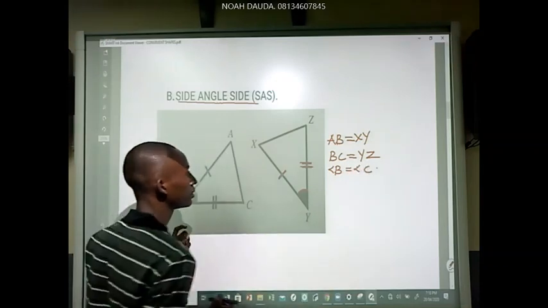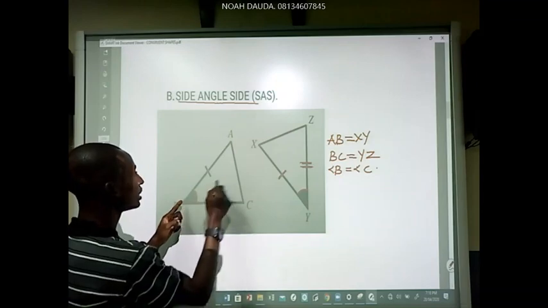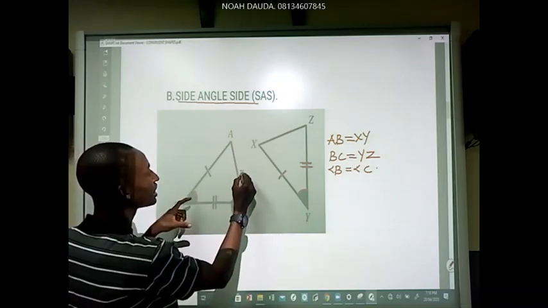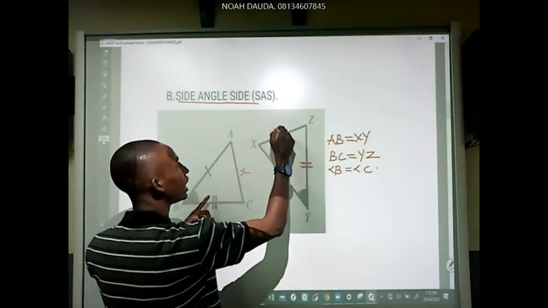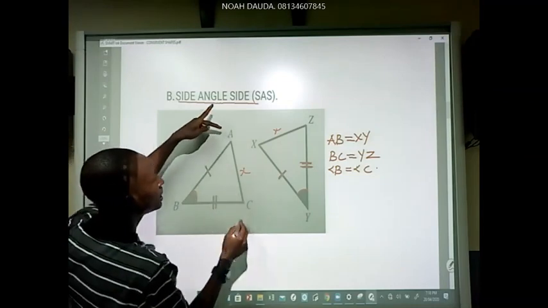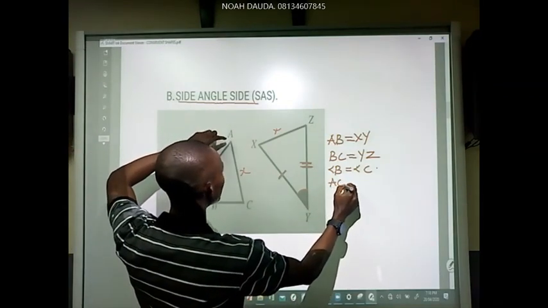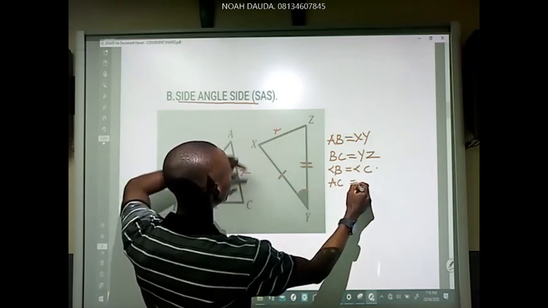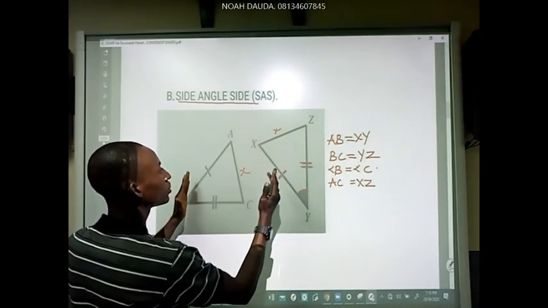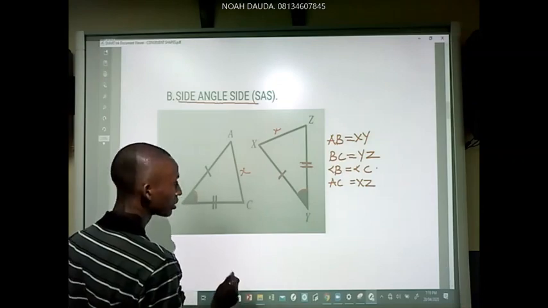And do not forget that if you are to determine this side, since the angle is in between them, you have the same side as that of this. So without stressing yourself, you can easily write this as line AC is also equal to line XZ. And that makes these two triangles congruent triangles. Now let's move to the next condition.